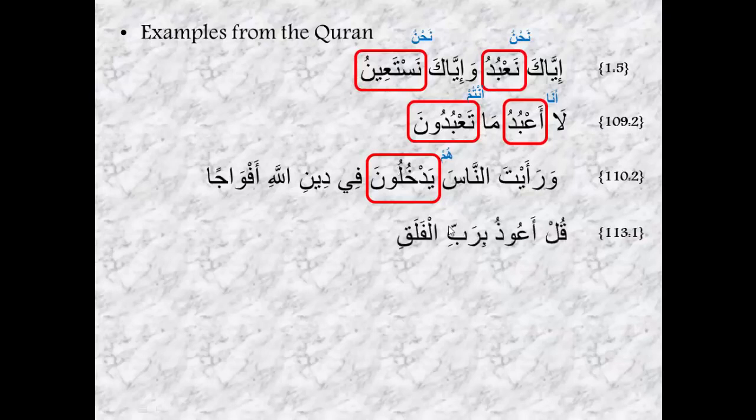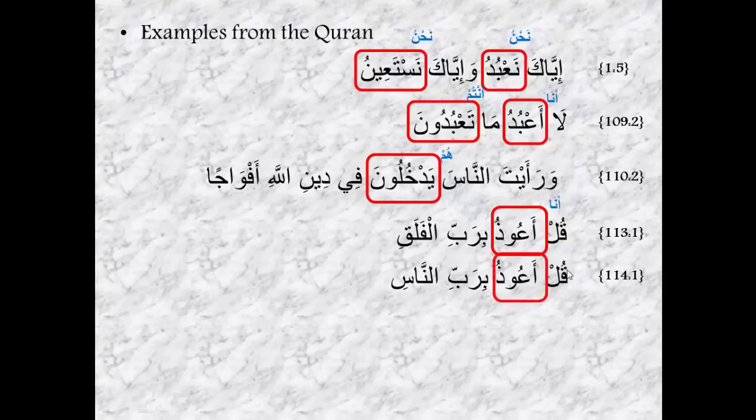قُلْ أَعُوذُ بِرَبِّ الْفَلَقِ. Say, I seek refuge with the Lord of daybreak. So the verb here is أعوذ, conjugated for أنا. Notice the hamza in the front, dhamma on the end. A very similar verse from Surah An-Nas. قُلْ أَعُوذُ بِرَبِّ النَّاسِ. Again we have أعوذ, say I seek refuge with the Lord of people.